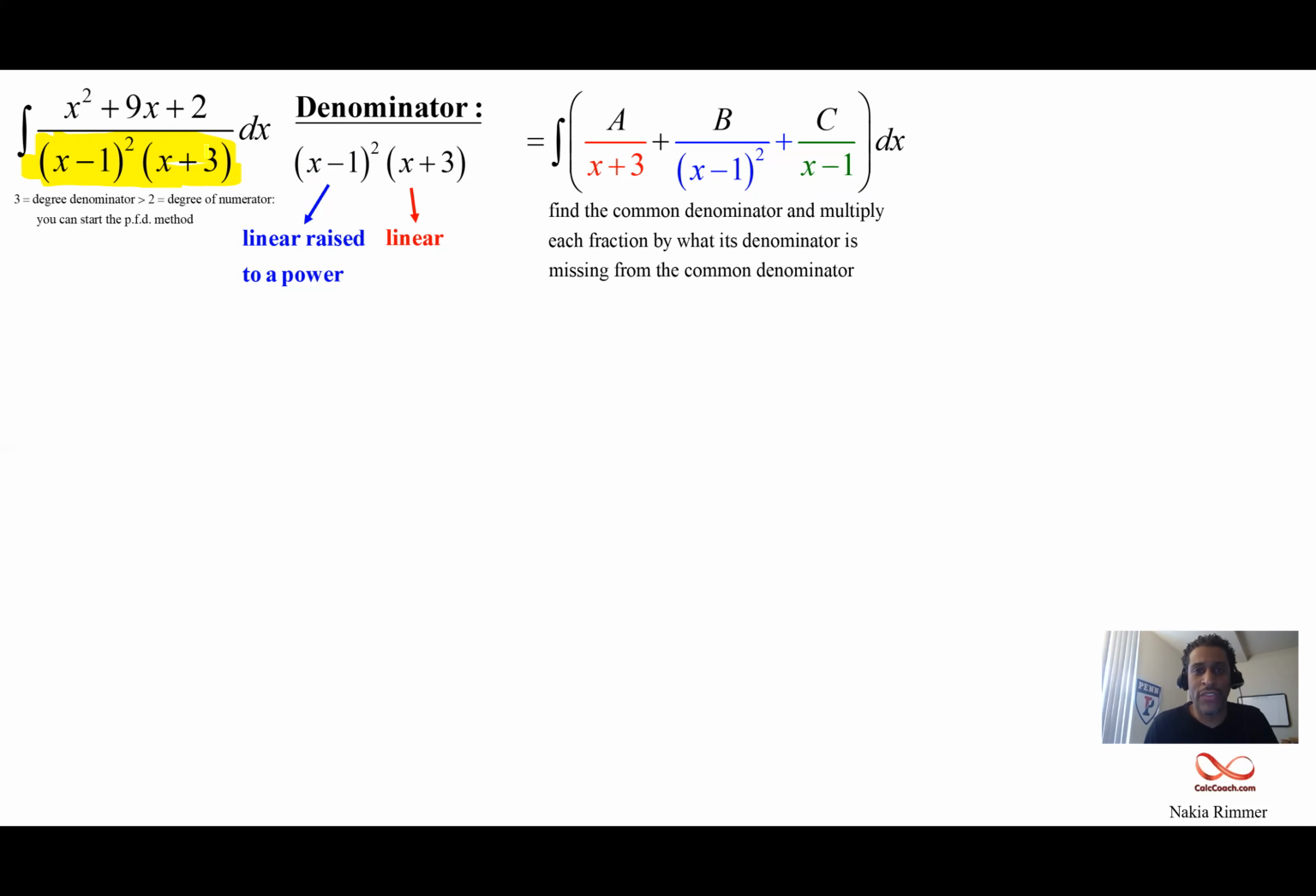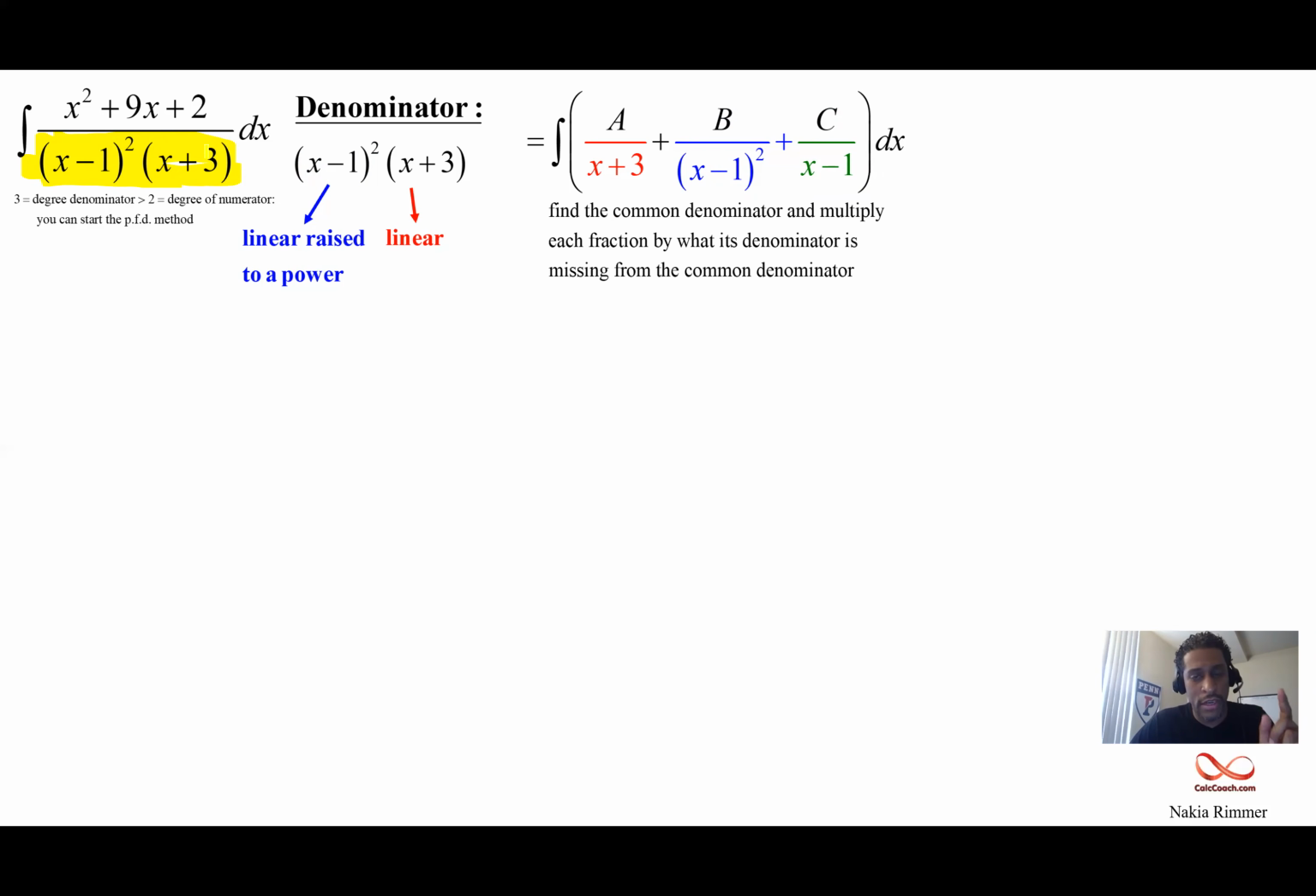And so the first fraction, my common denominator is highlighted in yellow there. What is it missing? It's missing an x minus 1 squared. You should multiply top and bottom by that. My second fraction has an x minus 1 squared. It's missing the x plus 3. You multiply top and bottom by that.